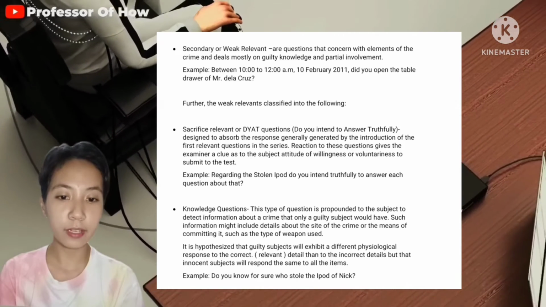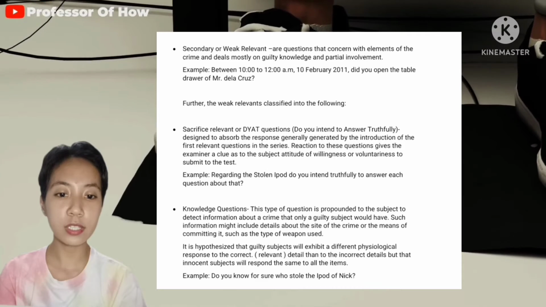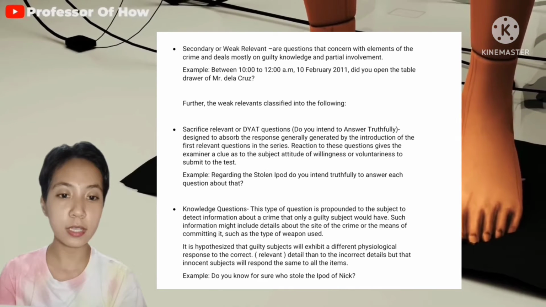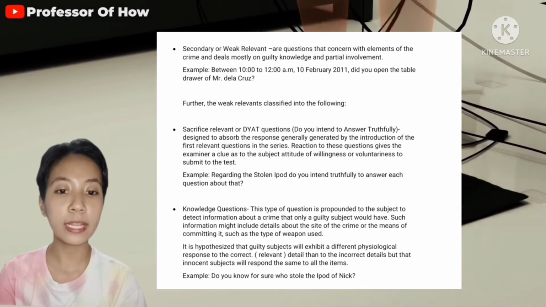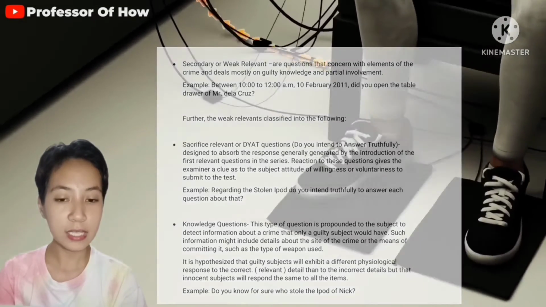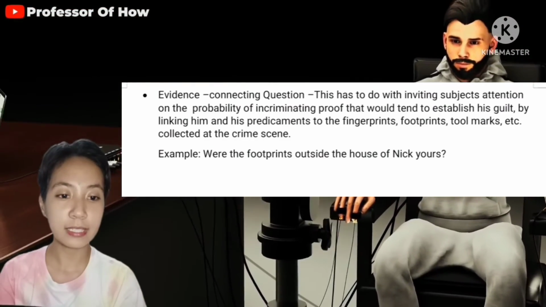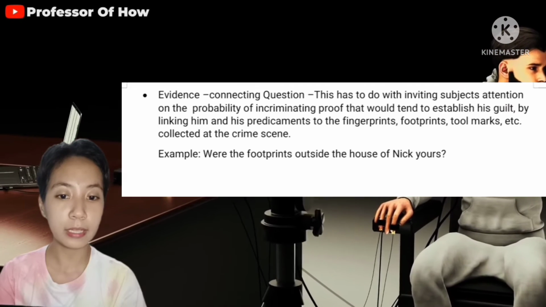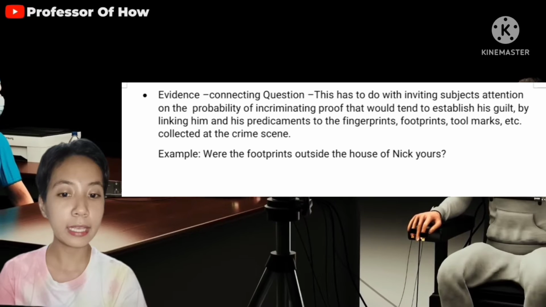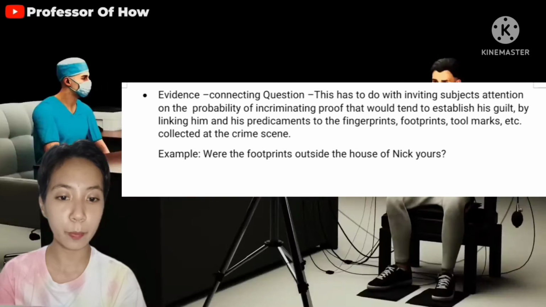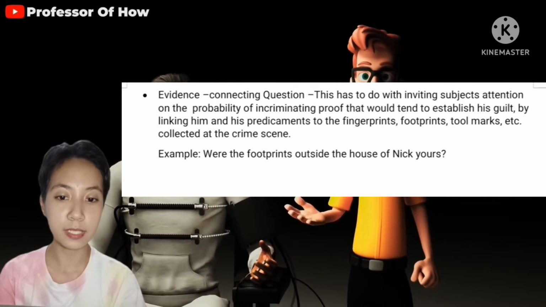Next, we have the knowledge questions. Knowledge questions are a type of question which is propounded to the subject to detect information about a crime that only a guilty subject would have. Last one is the evidence connecting question. This has to do with inviting the subject's attention to the probability of incriminating proof that would tend to establish his guilt by linking him and his predicaments to the fingerprints, footprints, tool marks, etc. collected at the crime scene.